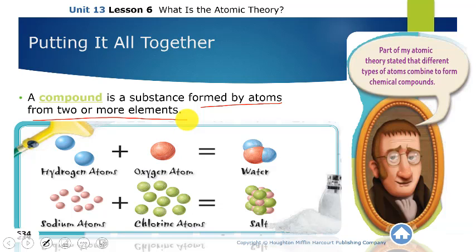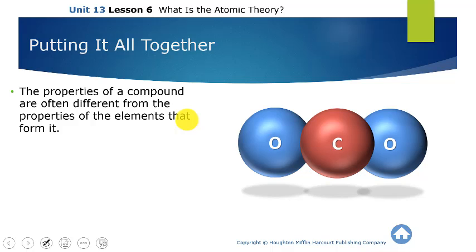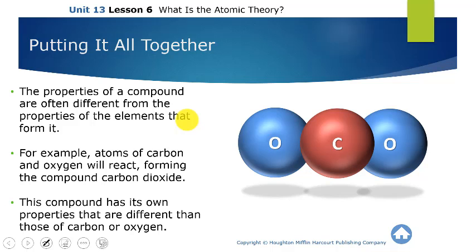The properties of a compound are often different from the properties of the elements that form it. For example, atoms of carbon and oxygen will react, forming the compound carbon dioxide. That's the atomic theory. The oxygen and carbon are joined together by chemical bonding, and they form a compound. The compound is carbon dioxide, what we expel when we breathe: we take in oxygen and exhale carbon dioxide. The compound has its own properties, different from those of carbon and oxygen. When the compound forms, the new product is totally different from the elements at the beginning. The compound carbon dioxide has different properties.